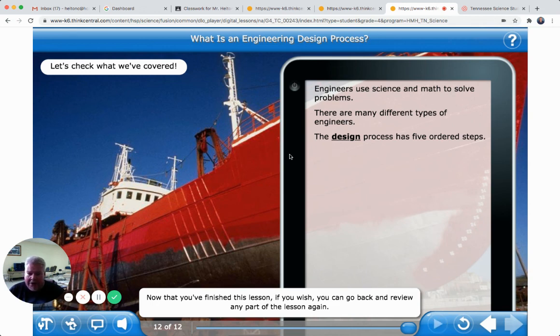We're learning a lot about engineers. And what I want you to do now is go to the next slide, and we're going to have a little virtual lab. See you there.